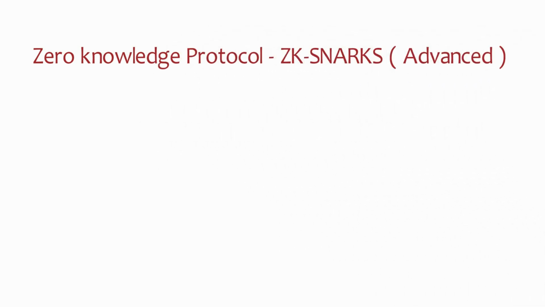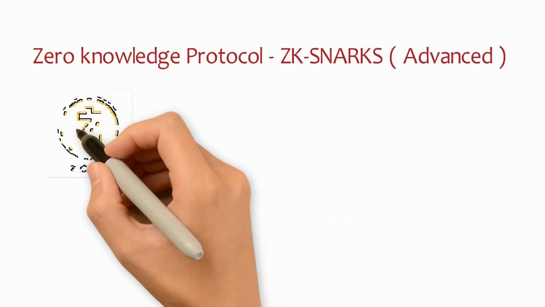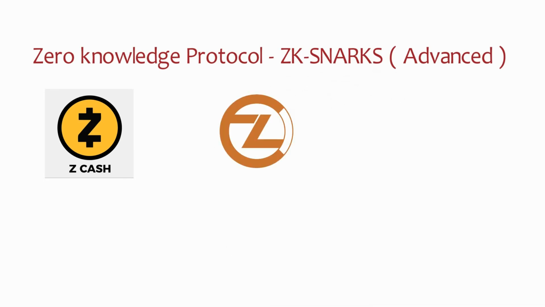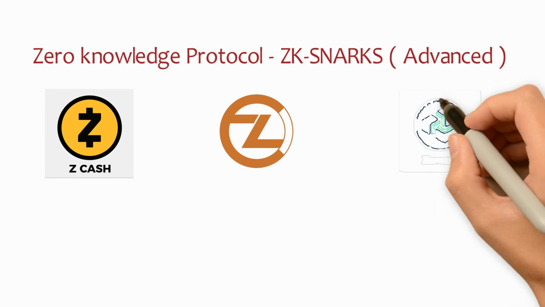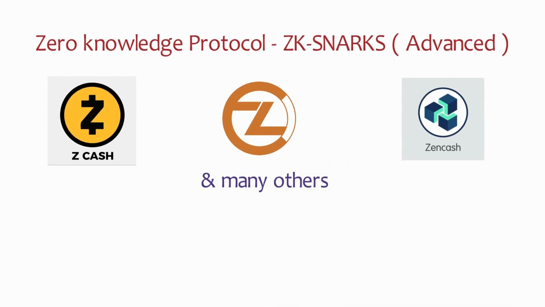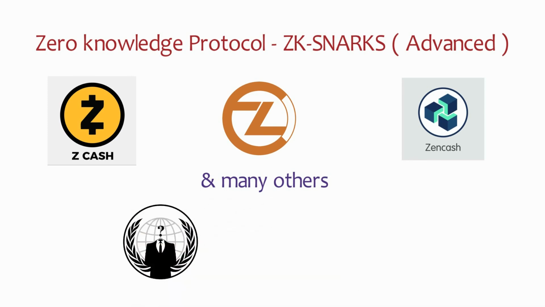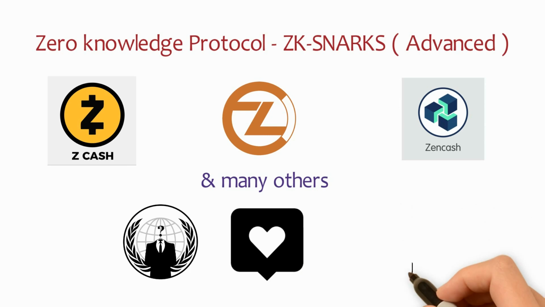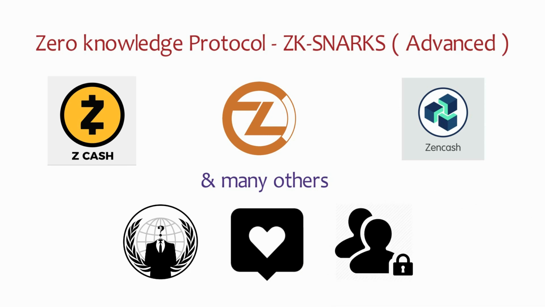ZK-SNARKs has inherited the zero knowledge protocol so that it can be implemented in a cryptographic manner. It has been implemented in ZCash, ZClassic, and ZenCash, and even many other cryptocurrencies. So because of the anonymous nature of this protocol, zero knowledge technology is loved by the privacy focused cryptocurrencies. So this was all about the zero knowledge protocol.